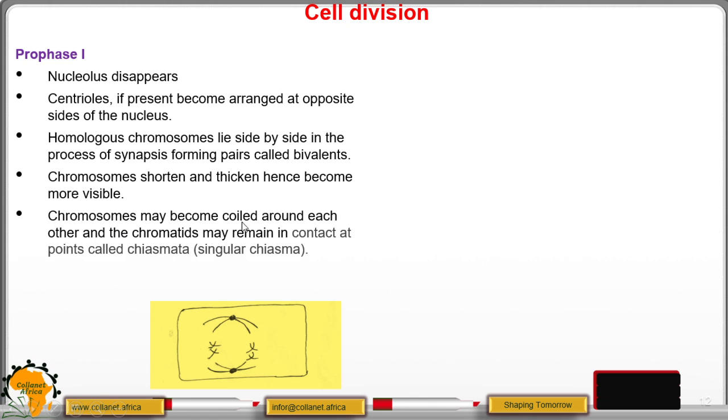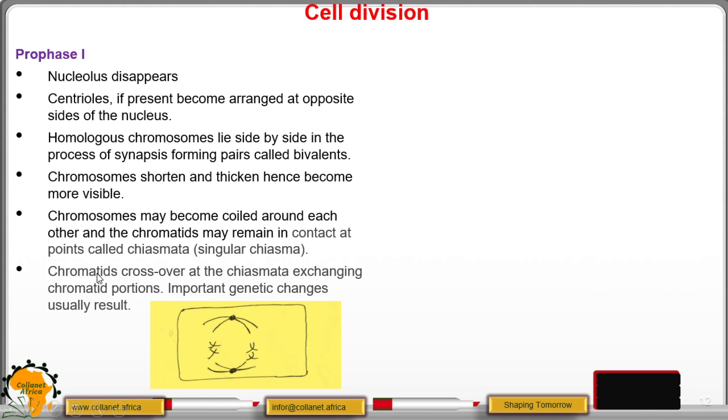Chromosomes may become coiled around each other, and the chromatids may remain in contact at points called chiasmata if there are many. But if it is at one point, then it is called chiasma. Chromatids cross over at these points called chiasmata, and that allows exchange of genetic material.